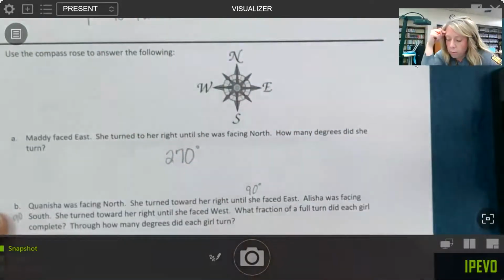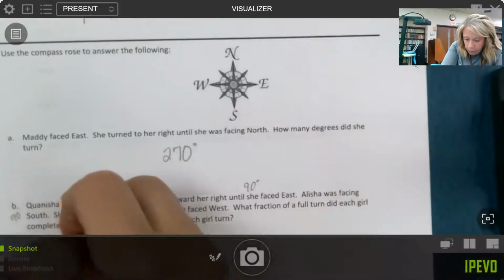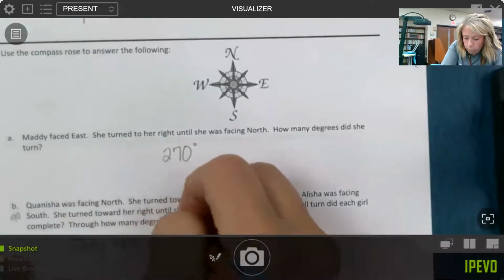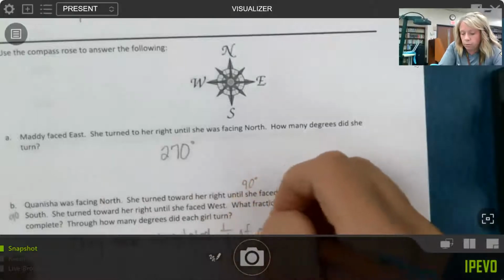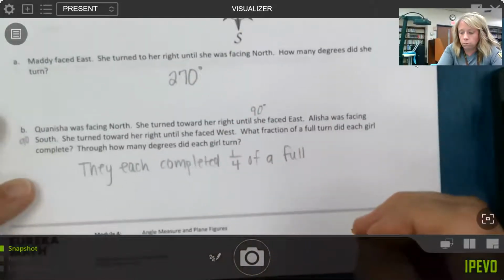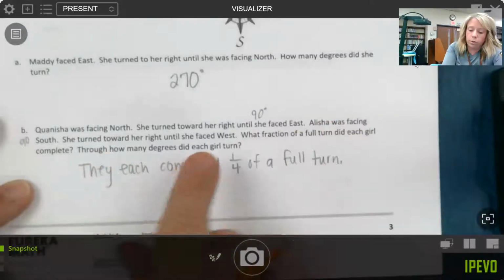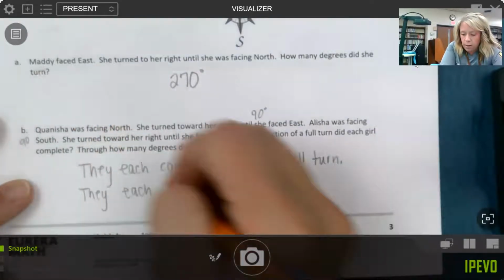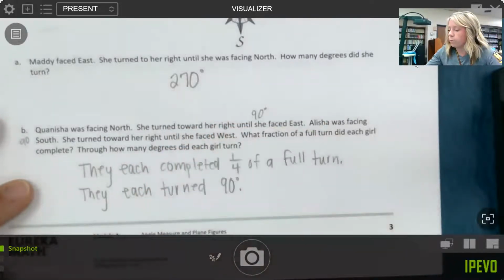What fraction of a full turn did each girl complete? So they only move one. So they each completed 1/4 of a full turn. Through how many degrees did each girl turn? We know that 1/4 is 90. They each turned 90 degrees.